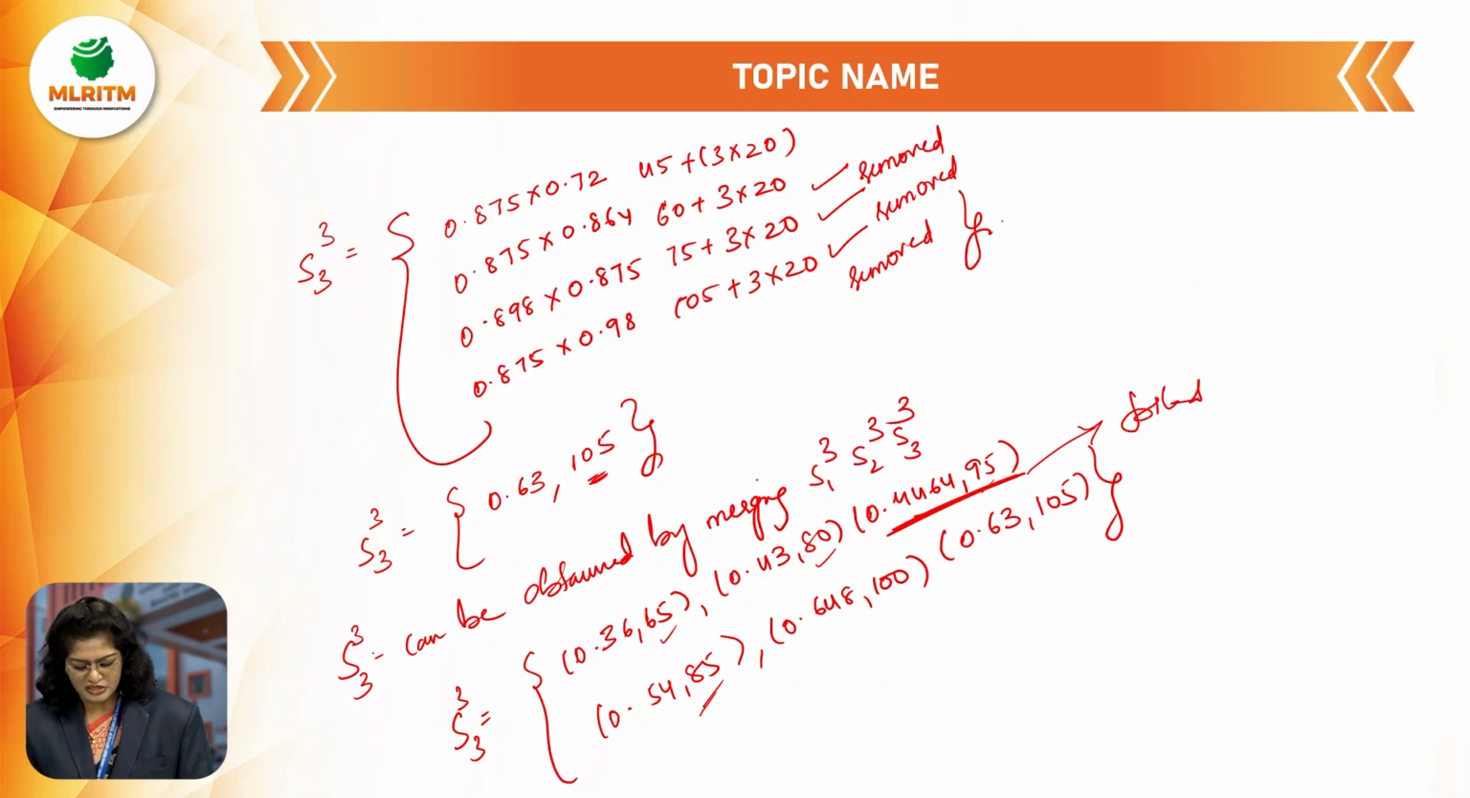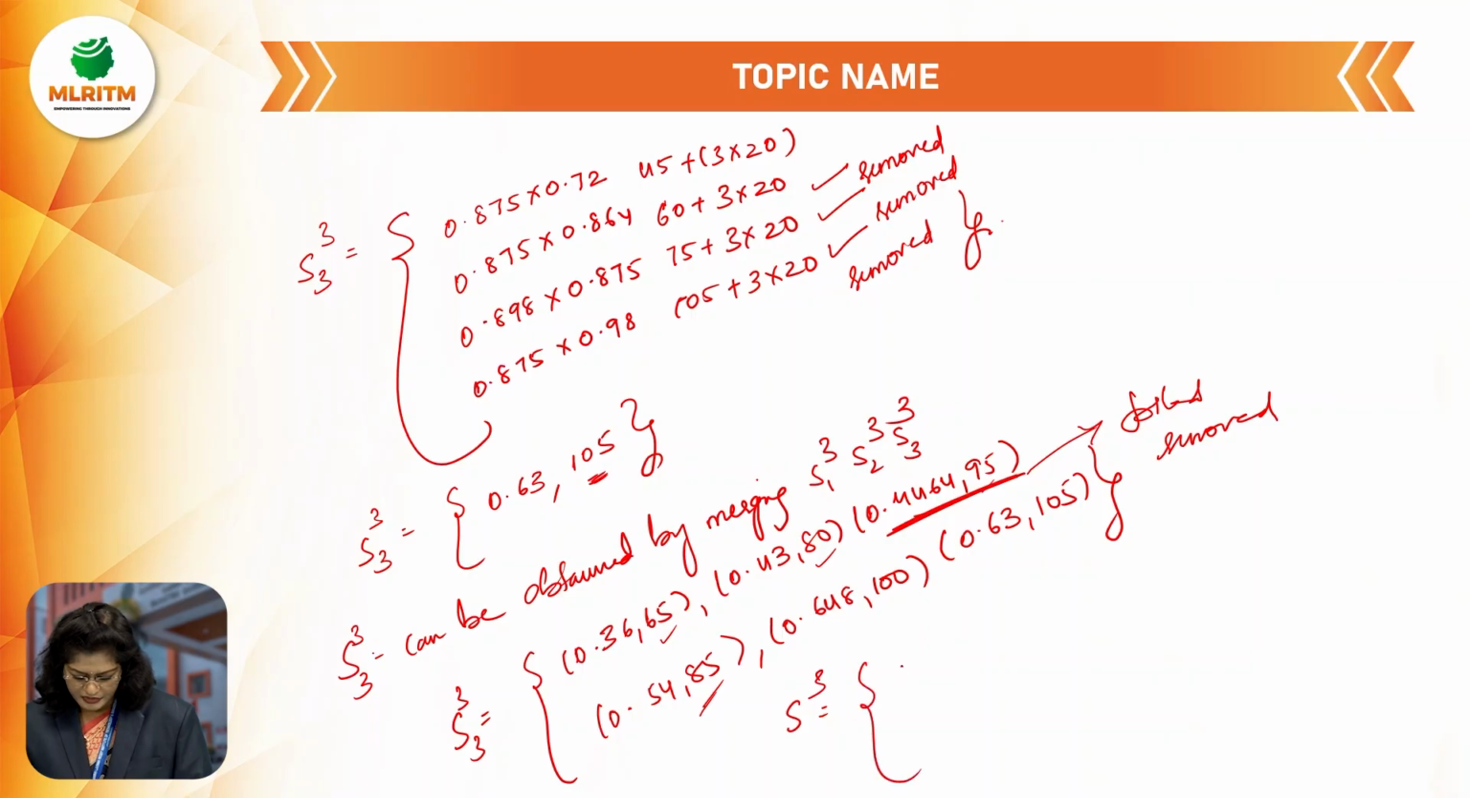So you need to consider the pair again. So what is the pair you are going to get here? All right, true, false, 85, 95. So true and true, you are going to remove that. All right, so this is failed and you have to remove. What is the new value of S3?